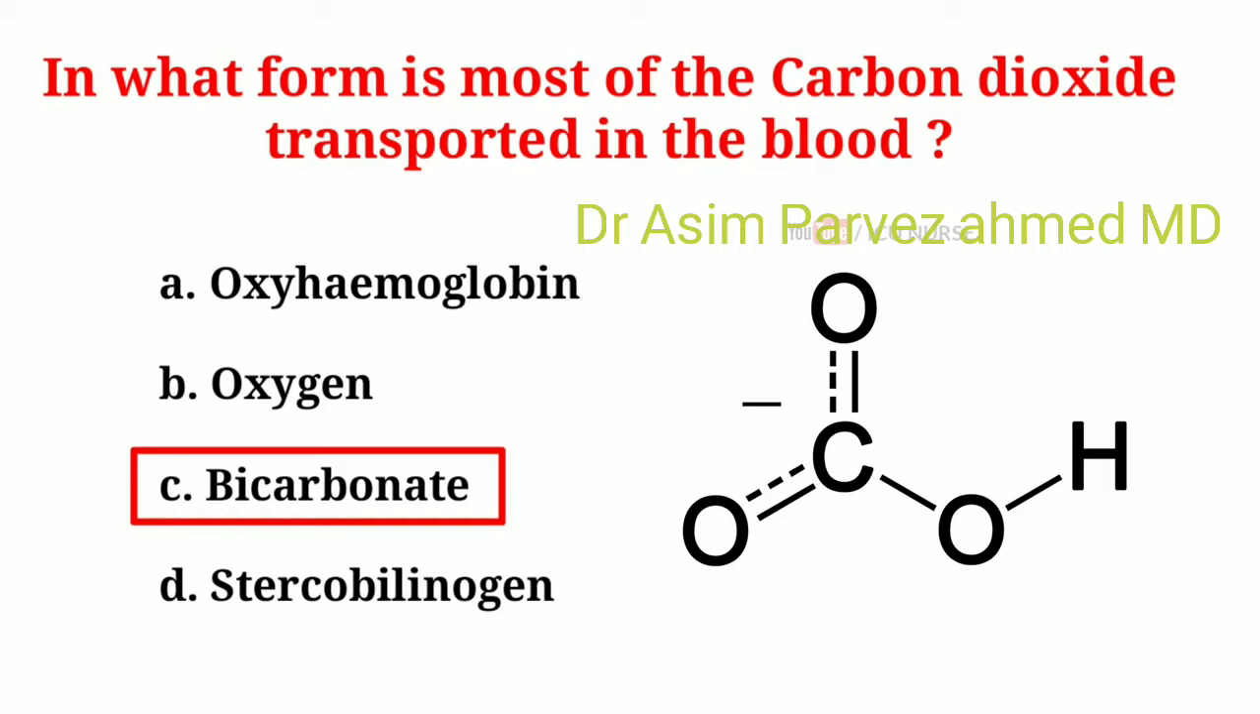As blood flows through the tissues, carbon dioxide diffuses into the red blood cells where it is converted into bicarbonate.